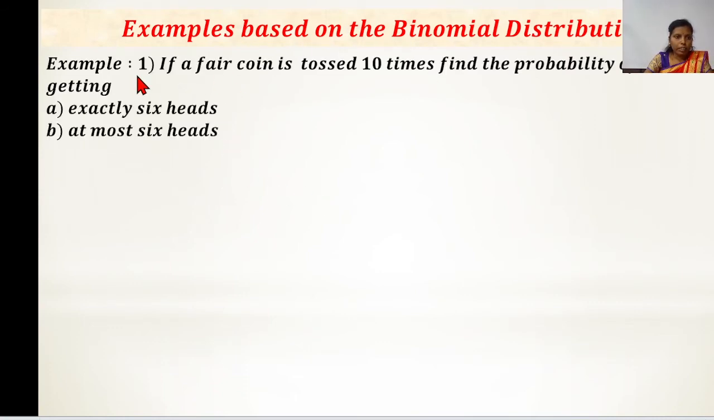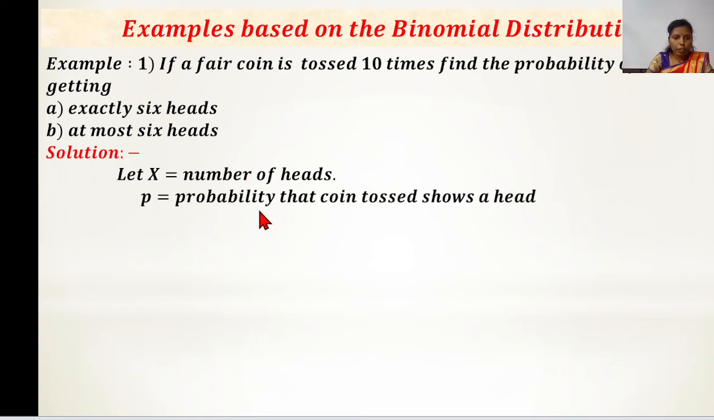Our first example is: if a fair coin is tossed 10 times, find the probability of getting (A) exactly 6 heads and (B) at most 6 heads. Let us see the solution of that example. Let X be the number of heads. The probability that the coin shows a head is denoted by P. Therefore, the probability is 1 by 2.